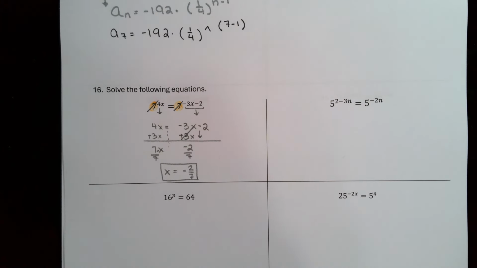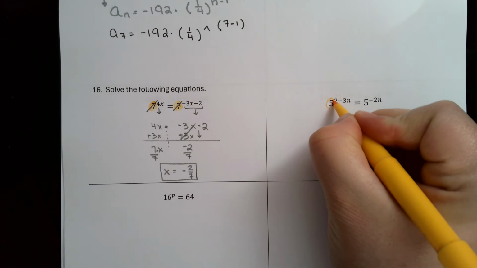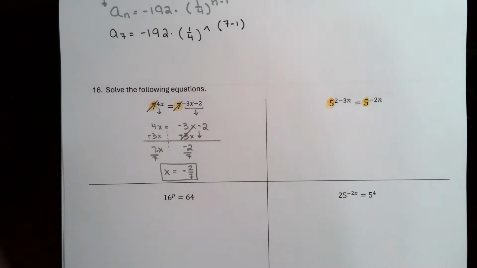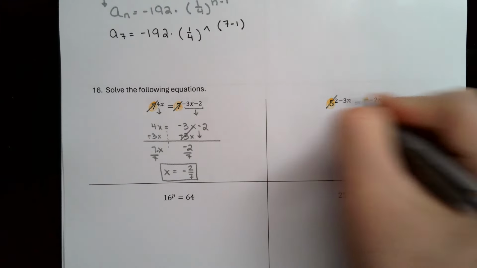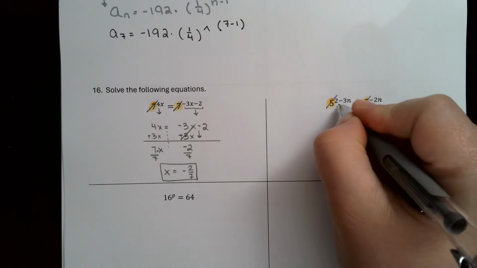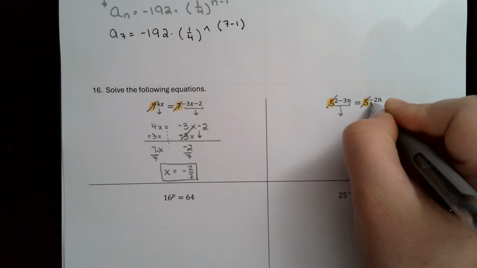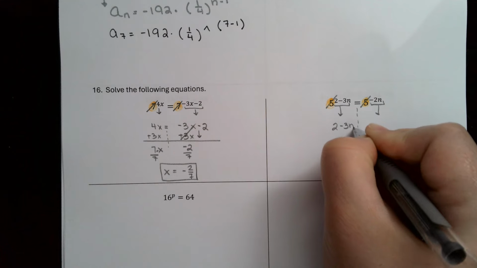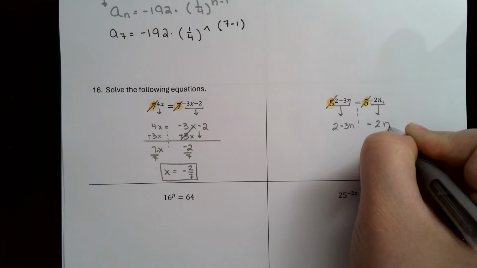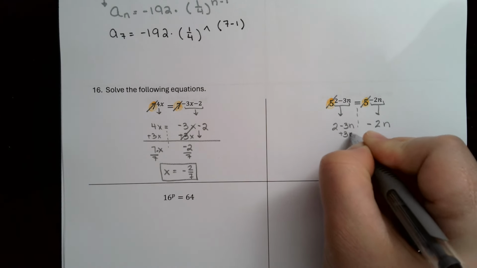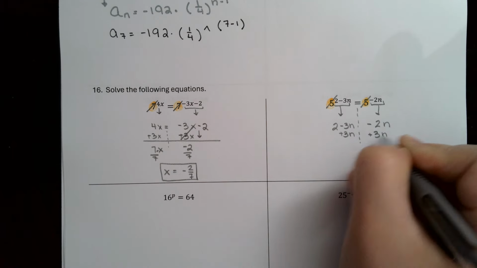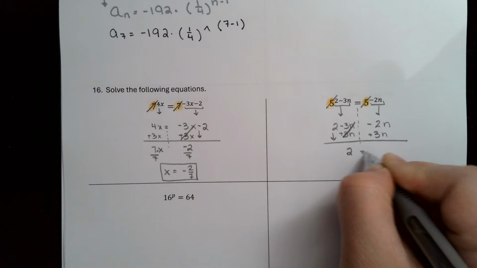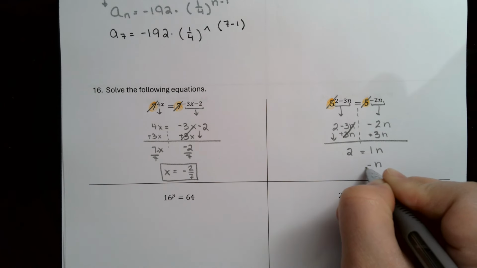Here is another 1-to-1. We have a 5, we have another 5, so these are going to be 1-to-1. That means we can remove the 5 here and the 5 there. Dotted line for balance, bringing down the exponents on each side. We now have 2 minus 3n is equal to negative 2n. I'm going to add 3n to both sides, bringing down the 2. 3 minus 2 is just 1n, so we can say n is equal to 2.